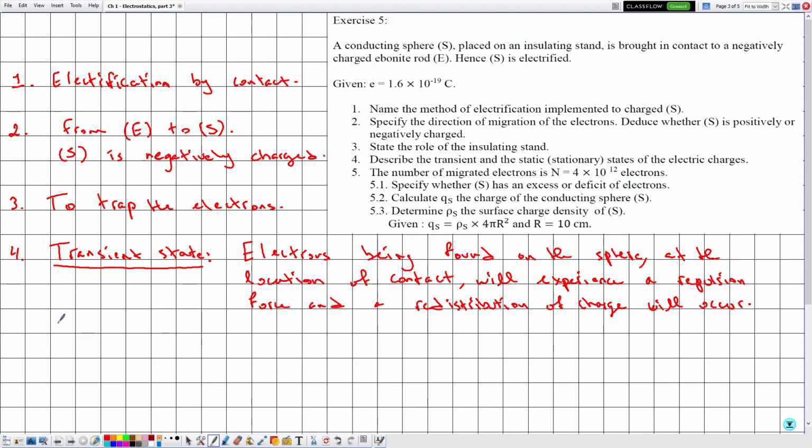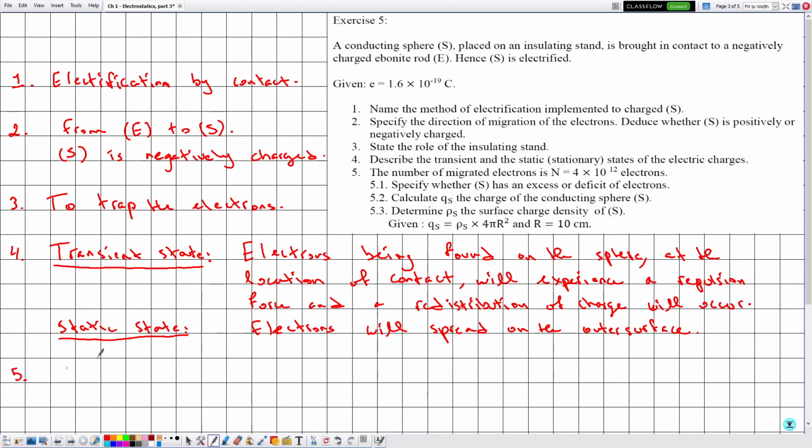Now the static state, static means that they are at rest. Negative charges, which means the electrons, will spread on the outer surface. This is it.